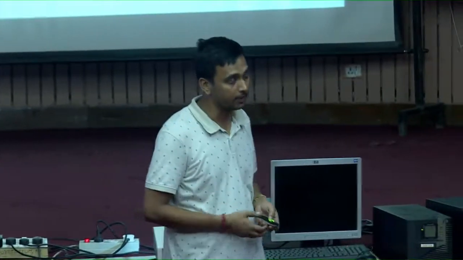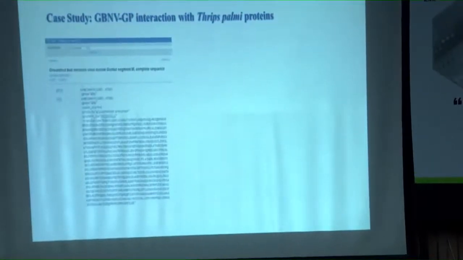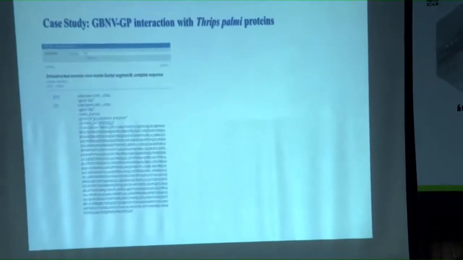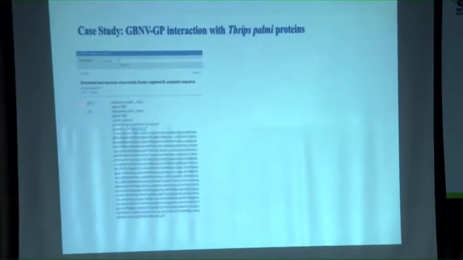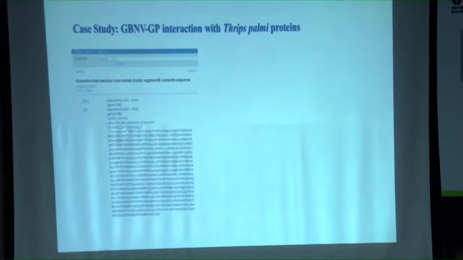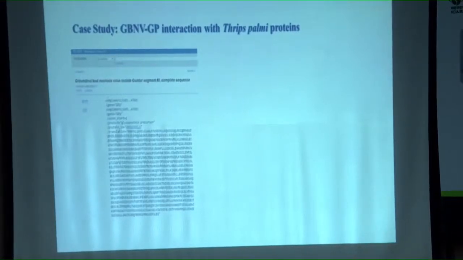So for better understanding, I am giving one example of a study we have done recently, the interaction between the groundnut bud necrosis virus glycoprotein and its insect vector Thrips palmi. This is the amino acid sequence we considered for the groundnut bud necrosis protein, and this is the part of the sequence that reflects the glycoprotein. So better we say glycoprotein precursor, not the glycoprotein.